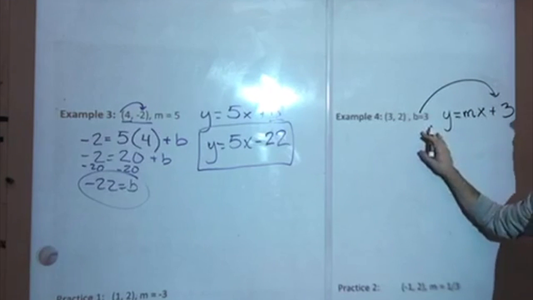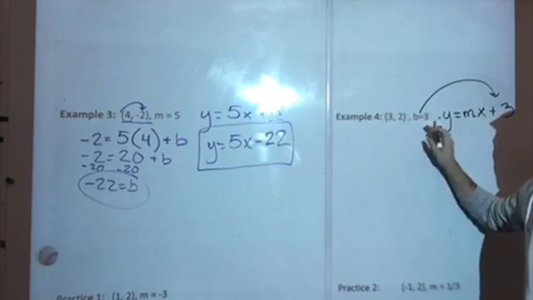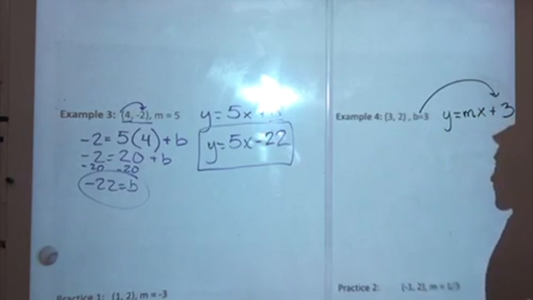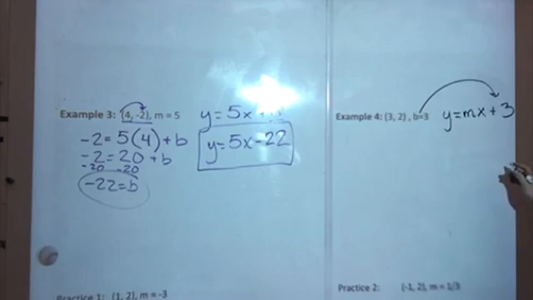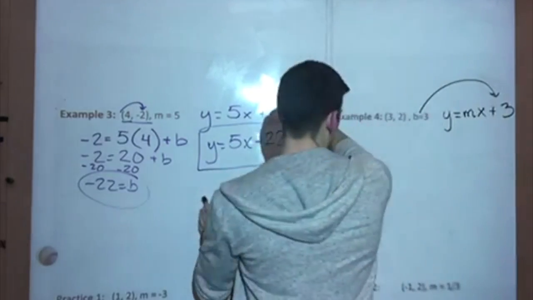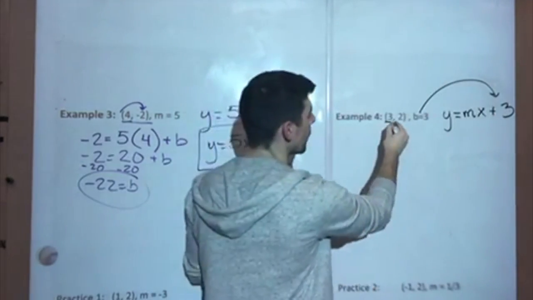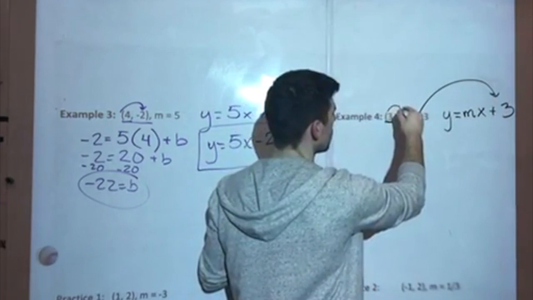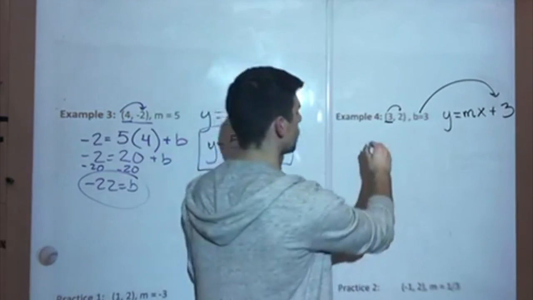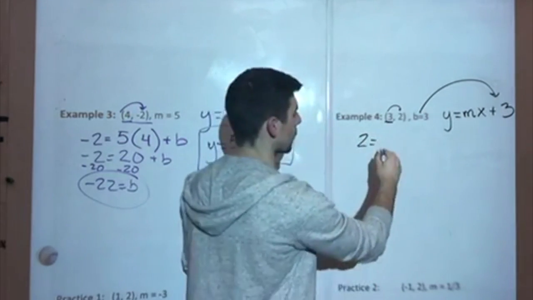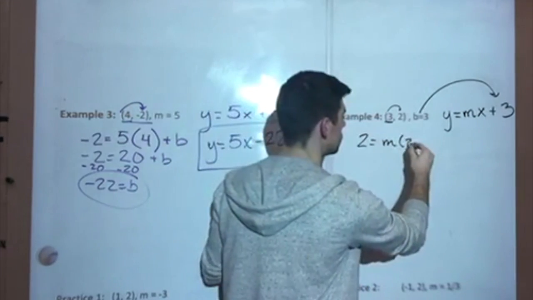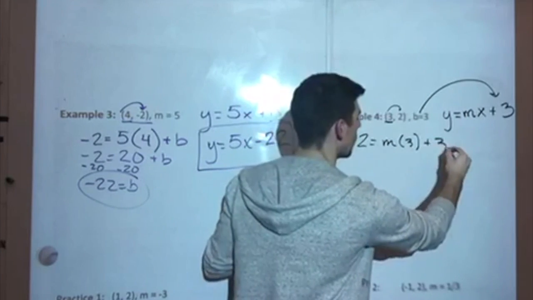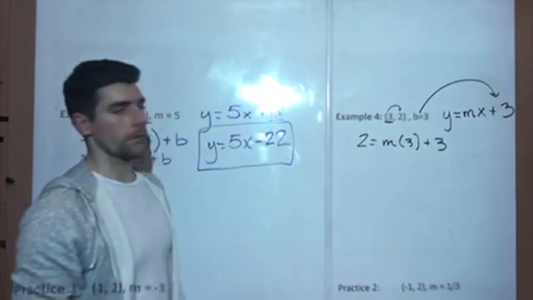Recall that y-intercept is denoted with the variable b, just for simplicity's sake, so we as a math community can always communicate about certain things. So now, same idea as example 3, let's plug in what we know. We know that when the x value is 3, it produces a y value of 2, so I'll plug in 2 for y. I'm going to leave m as a variable because I don't know it. And then plug in for x, and then I still have plus 3.